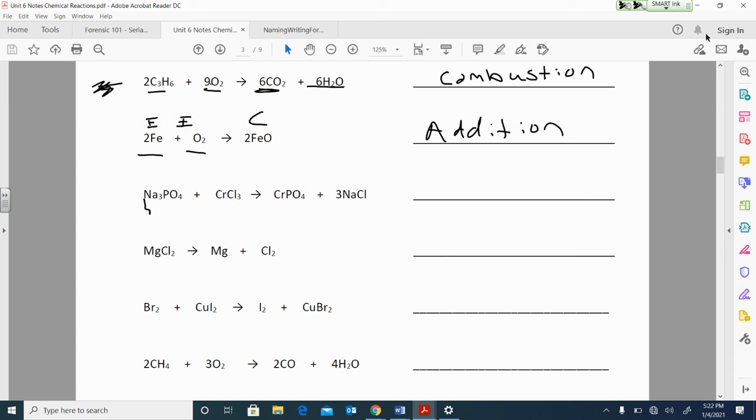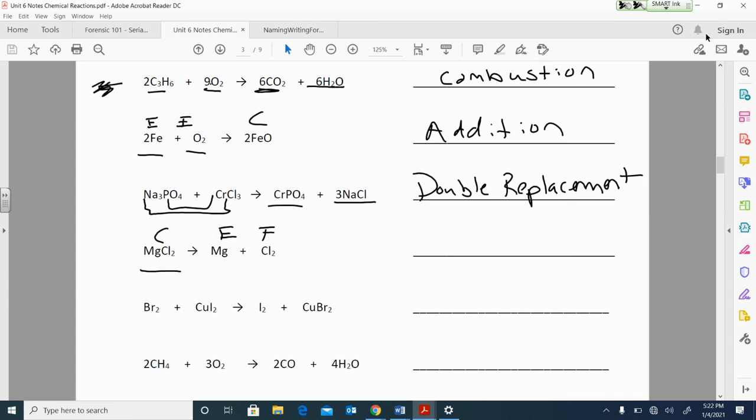So we have sodium, and you notice over here, it swaps partners. It takes the chlorine from chromium. And chromium switches to having phosphate, the PO4, makes a new compound. So when we have a double swap like that, that's called double replacement. Okay, this one, we have one compound breaking down into two smaller elements. We have one thing breaking down into pieces. That is decomposition. Things breaking down. One thing broke down into pieces.